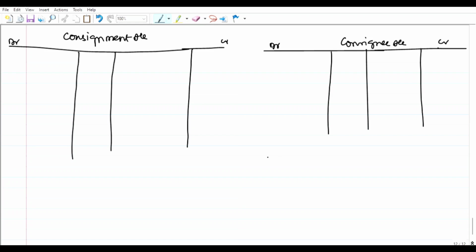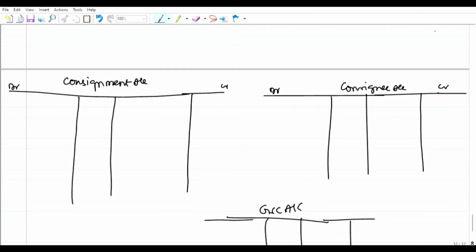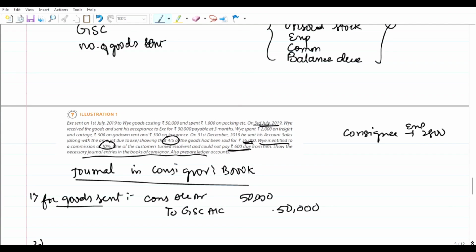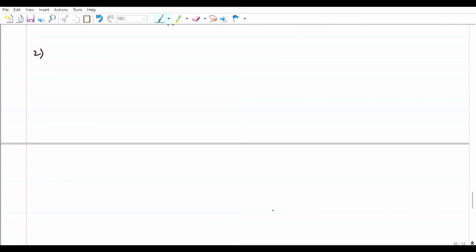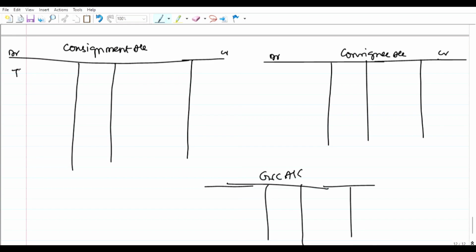Consignee account, and the next one is goods sent on consignment account. First of all, we shall complete the ledger accounts and later we shall write the journal entries. For the goods sent on consignment, he will be writing consignment account debit to goods sent on consignment account, 50,000.